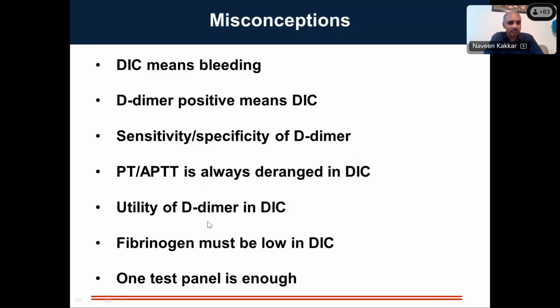But if your patient came walking with something else and he is showing you a venous thrombosis on the superficial veins and D-dimer is positive, it is not DIC. The D-dimer is positive because somewhere else, maybe a small thrombus is breaking and giving you the D-dimer positive. Another misconception: the fibrinogen must be low in DIC, because remember we said we consume all the factors.